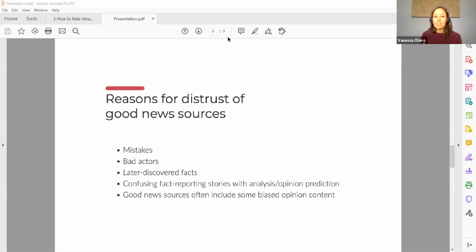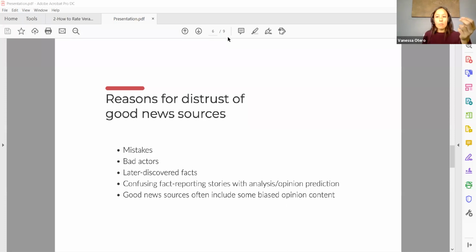Another reason people will distrust good news sources is that one of the standards for journalists is to report a thing that happens at the time that it happens once it's verified, right? They don't want to speculate on things that are happening in the future. Some do, but sometimes there's later discovered facts. And when people discover facts later that were hidden, then they'll say, see, the newspaper was lying in the first place. Okay, so we want to make sure we distinguish this.